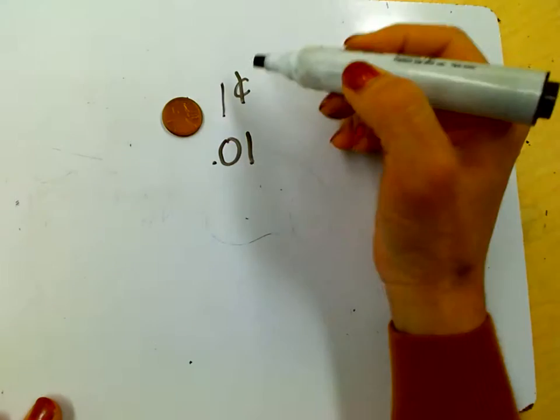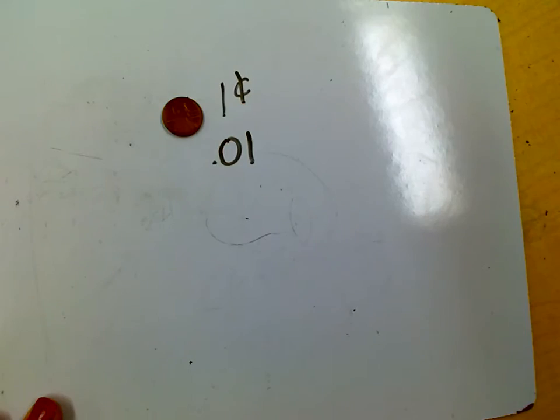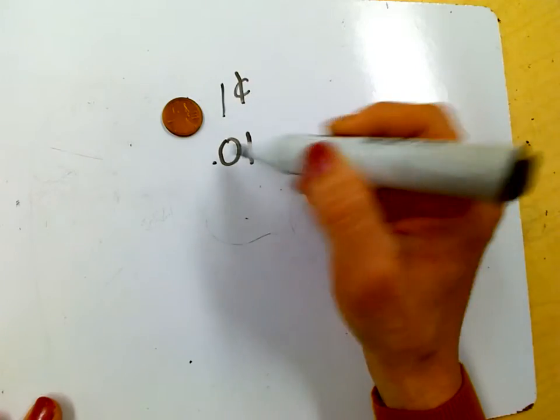When I'm talking about cents, I'm always using the cent sign, when I'm talking about cents just alone. When I start adding dollars, then I'm going to use the dollar sign and change over and not use the cent sign. But for right now, I'm going to say 1 cent or 1 cent.